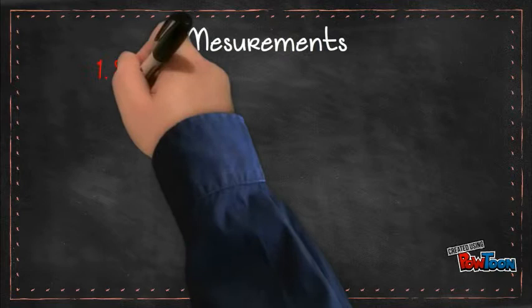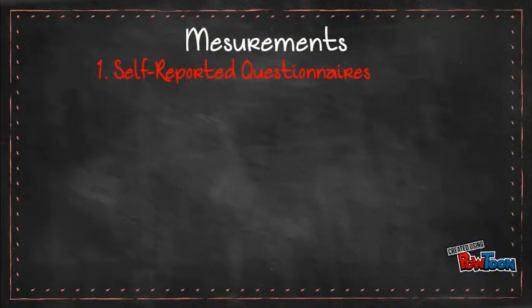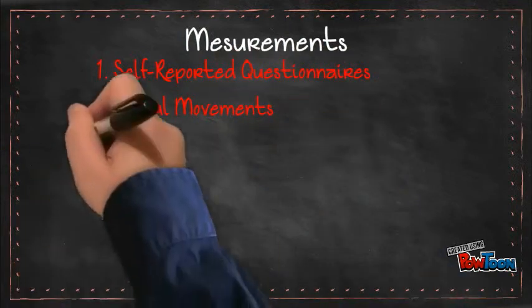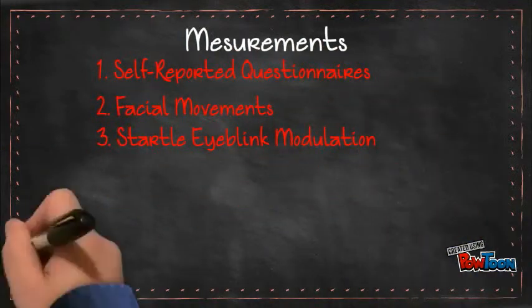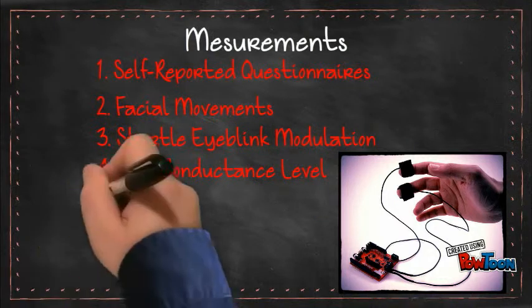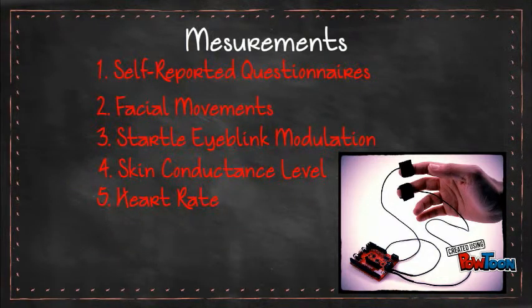In the laboratory, we can measure emotion through the use of self-reported information given to us by our participants, facial movements from expressions, studying involuntary eye blinks when startled, skin conductance level, and finally heart rate, which can go up or down depending on emotions being felt by our participants.